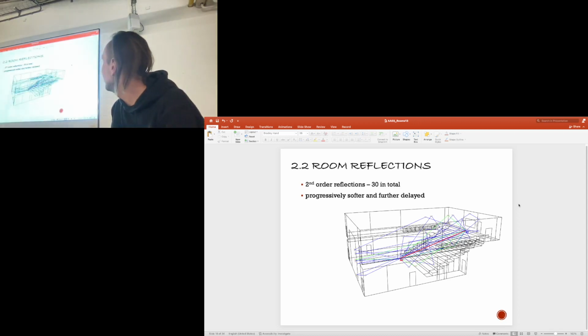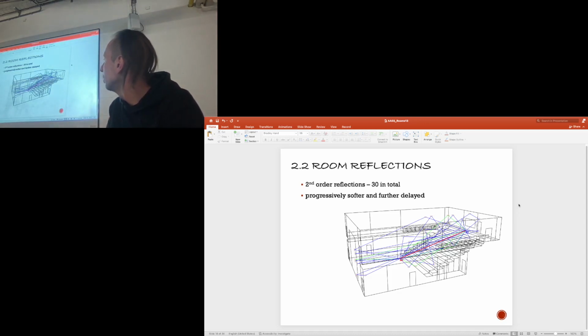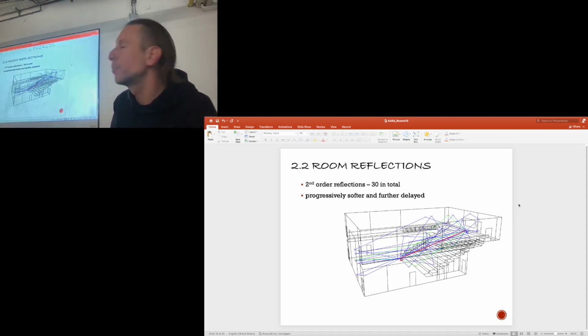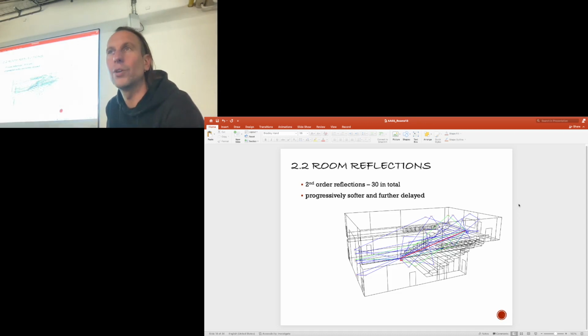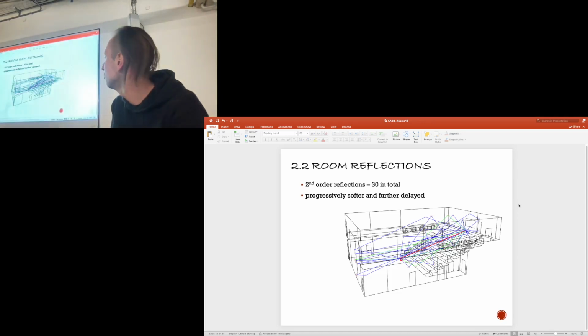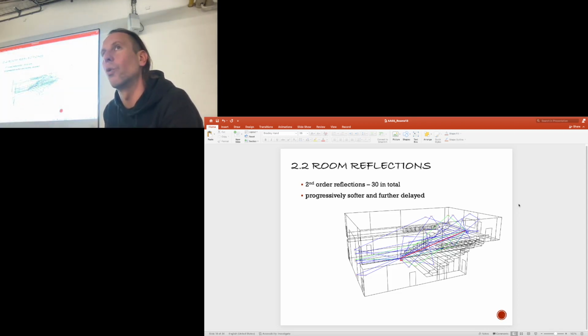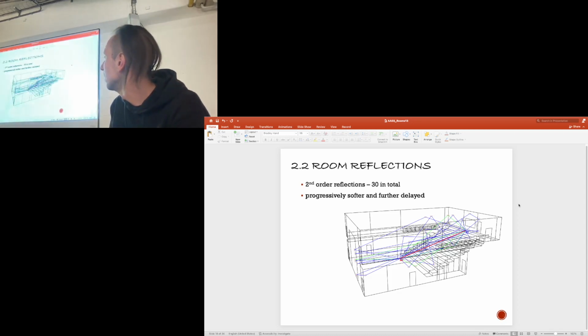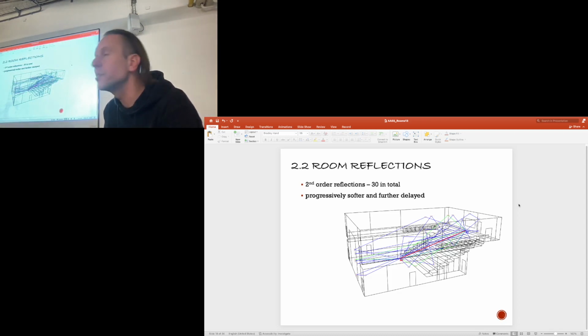Okay, so now we add the second order reflections. We have all the blue lines in there. So what we have then is that they are progressively softer because they have lost energy at an increasing amount of boundaries, and they are further delayed because it took more distance, more time for them to come to the receiver. We have 30 in total. Why is this?